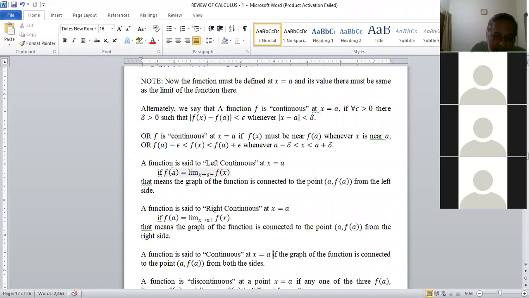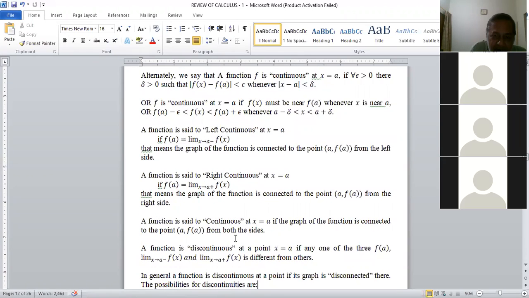We say function is left continuous if value of the function is equal to left limit. We say that it is right continuous when the value of the function is equal to the right limit. In the first instance, we say that the graph of the function is connected to the point (a, f(a)) from the left hand side. And in the second case, when it is right continuous, the graph is connected to this point from the right side.